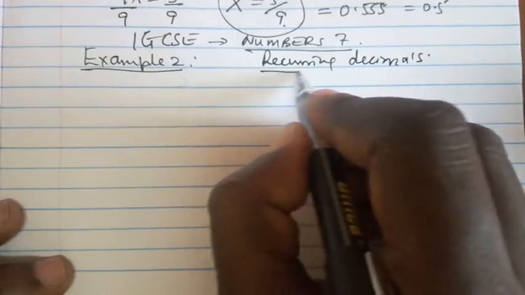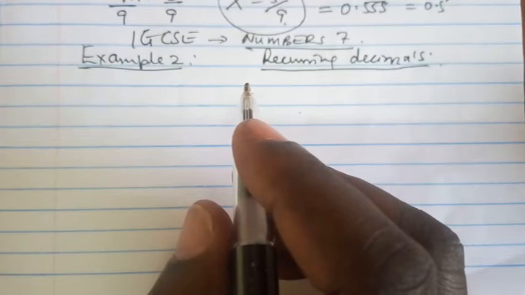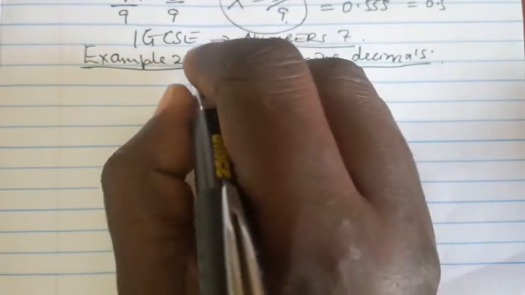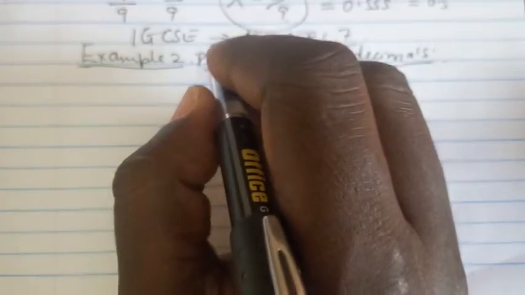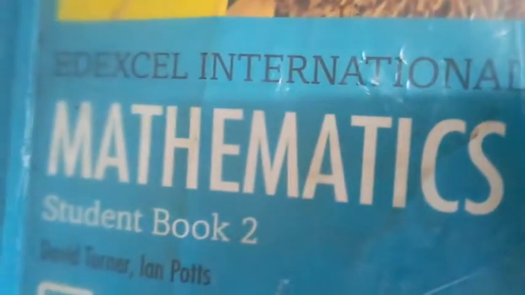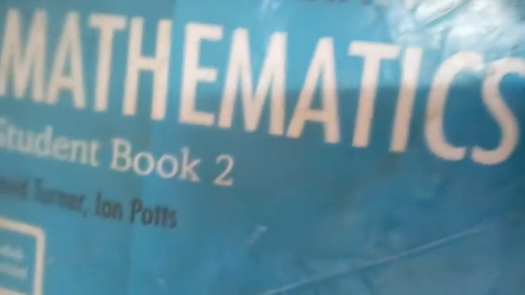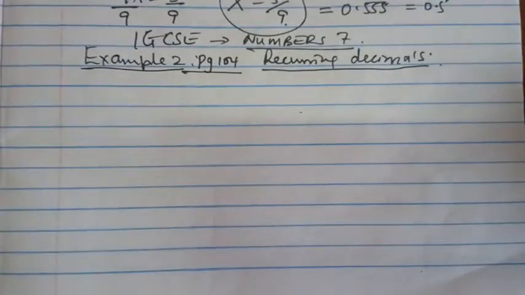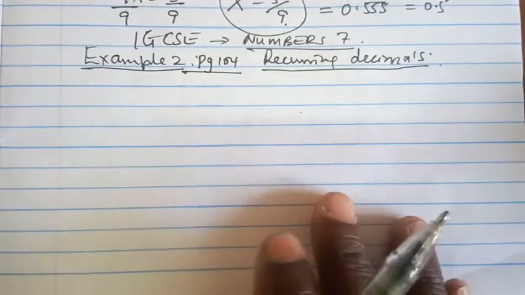Now that we have explained example 1, I want to go to example 2 on page 104 of students book 2 at Excel International IGCSE 9-1 Mathematics A, book 2. And that's where we are. I want us to understand example 2.